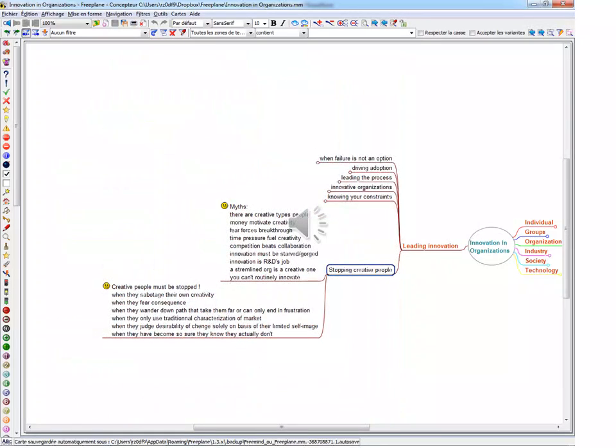On the last slide, which is stopping creative people, from the teacher, we have listed the information provided in the last week of the class. We will try to keep it in mind also.